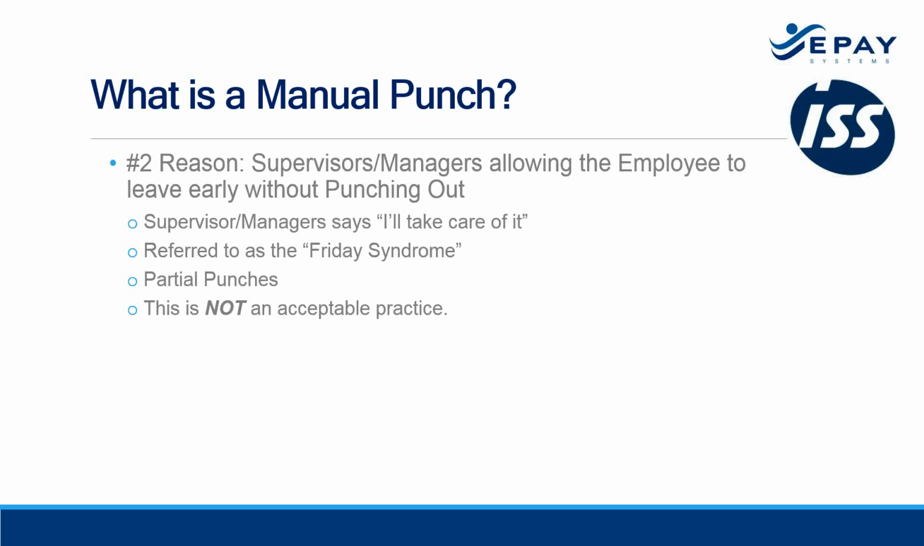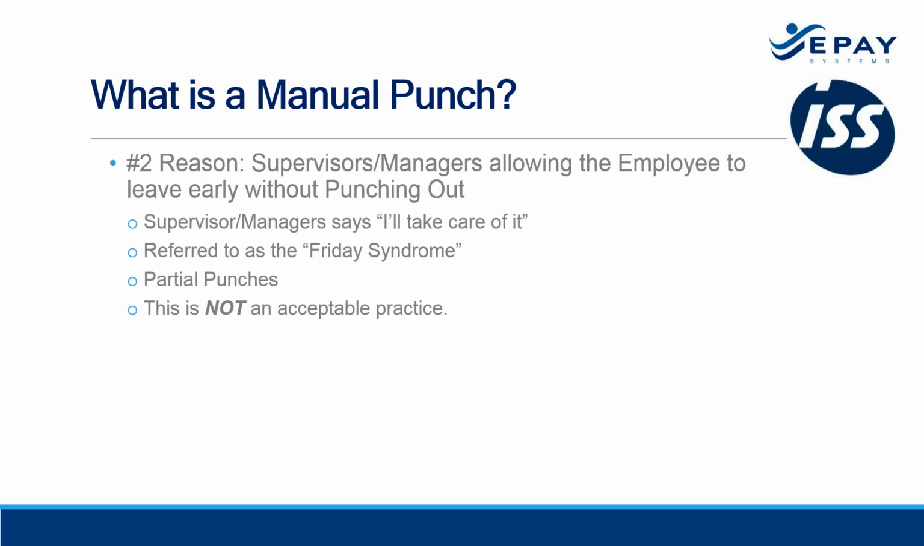Typically, it's a thought process that the supervisor will say, you know what, you can leave early and I'll take care of it. Or if it's an unsupervised location, the employees are simply leaving and saying, oh, the clock didn't work, or I couldn't use my phone. These are all manual punches that have to be done later.